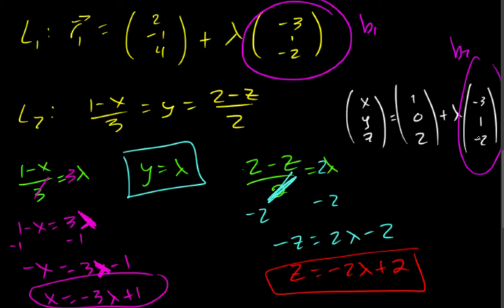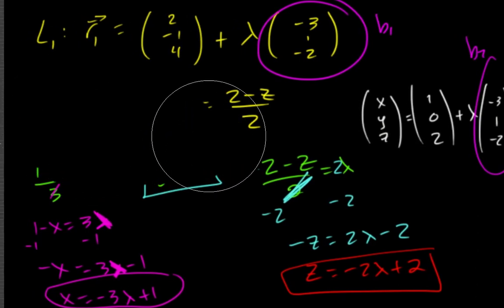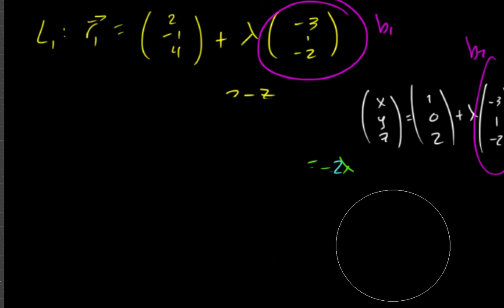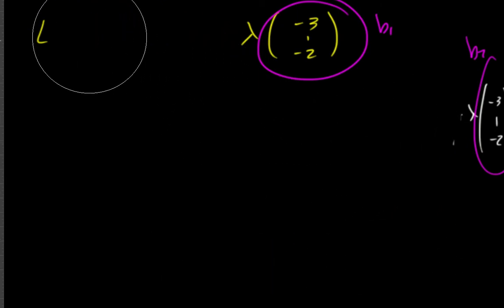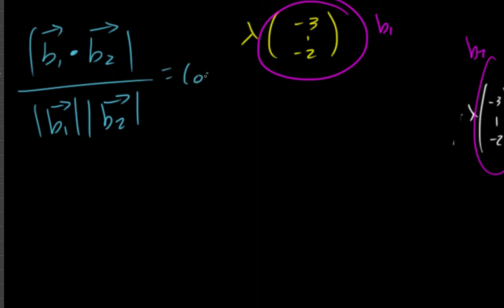And then once we have those two direction vectors, we can get rid of everything else. We only care about those. And we're going to start plugging things in to that formula. So we need the absolute value of B1 dot B2, over the magnitude of B1 times the magnitude of B2. And that's equal to cosine theta.